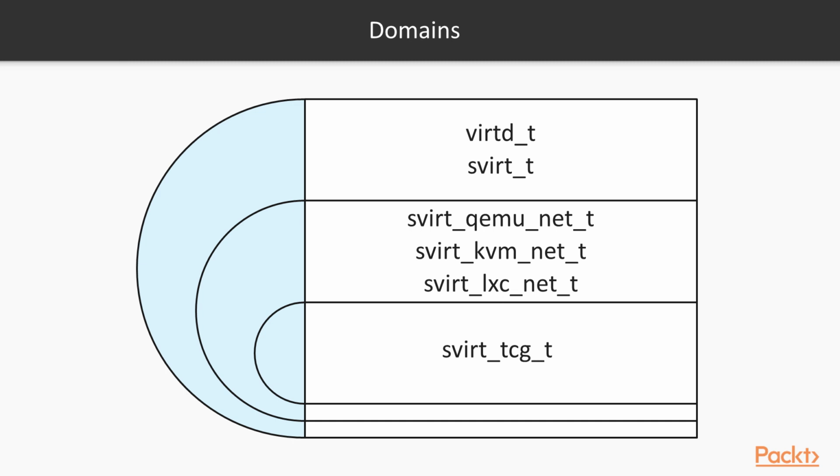The virtd_t domain is used by the hypervisor software. The svirt_t domain is used by guests that do not require general use of host resources. The svirt_qemu_net_t, svirt_kvm_net_t, and svirt_lxc_net_t domains are used by guests that require more interaction with the host. The svirt_tcg_t domain is used by guests that require more flexible memory accesses. This is used for guests whose emulation or virtualization requires the use of a tiny code generator or TCG.